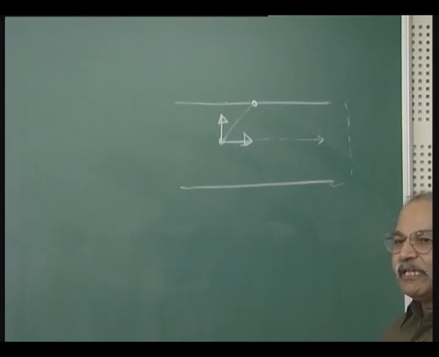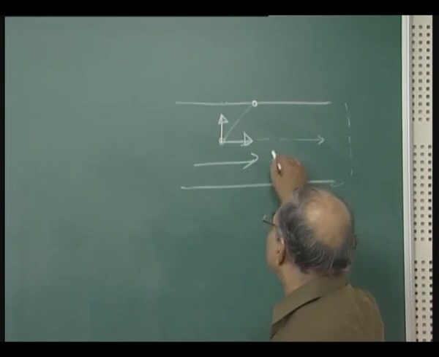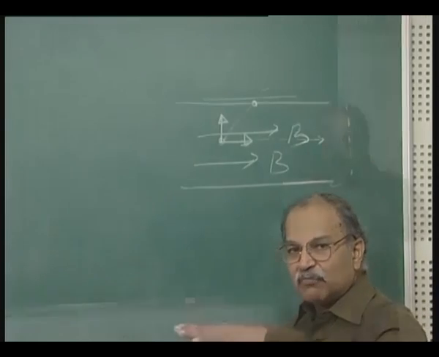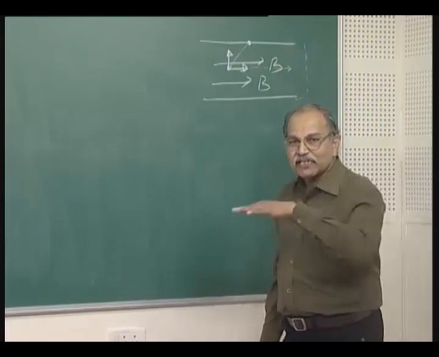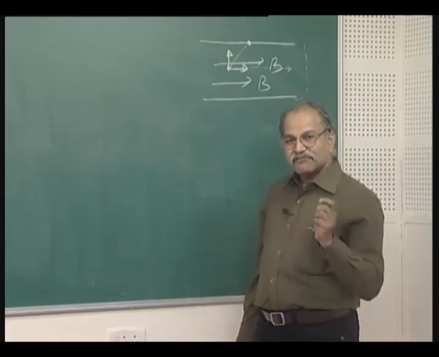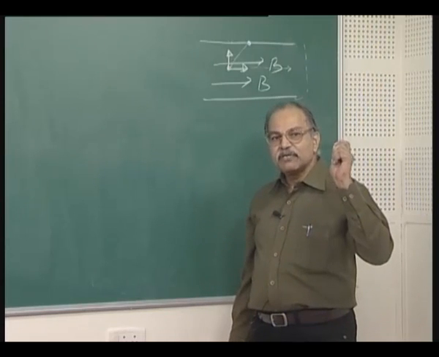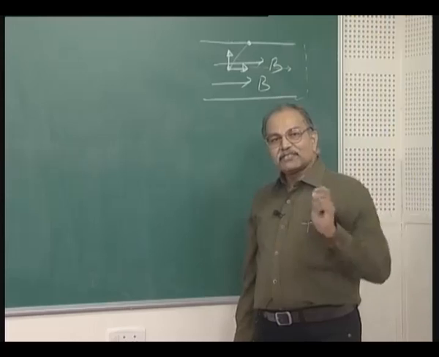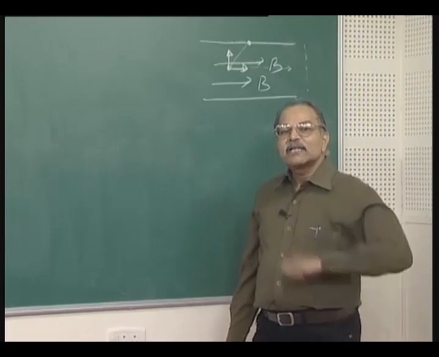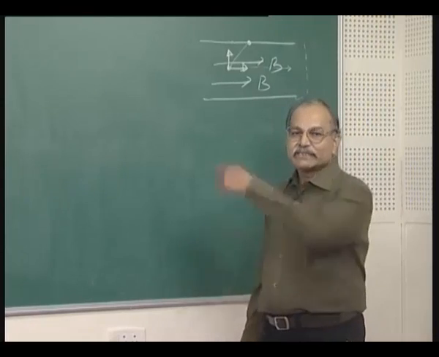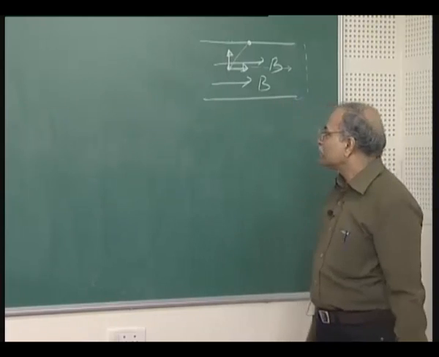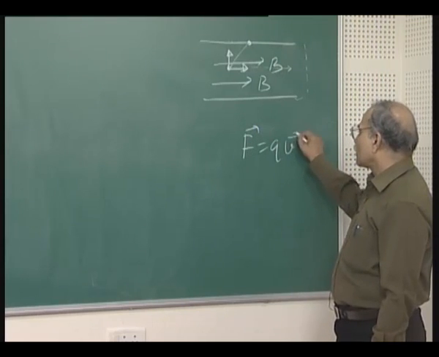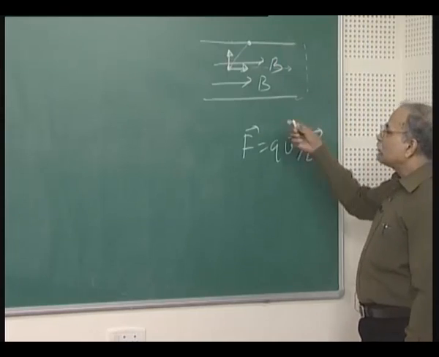Now, if I apply a magnetic field in this direction, what happens? The velocity component in the direction of the magnetic field does not change, but if there is a component of velocity perpendicular to it, it goes round that magnetic field. If that is the only component, then it goes in a circle, otherwise it goes in a helix. This is a simple F equal to QV cross B.